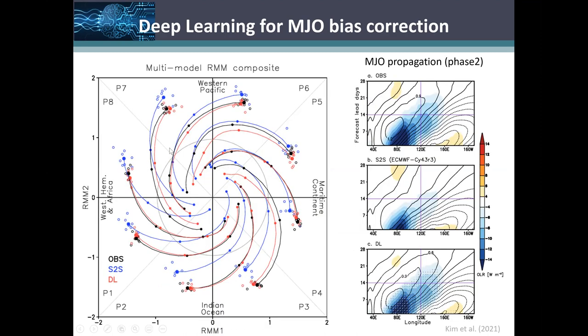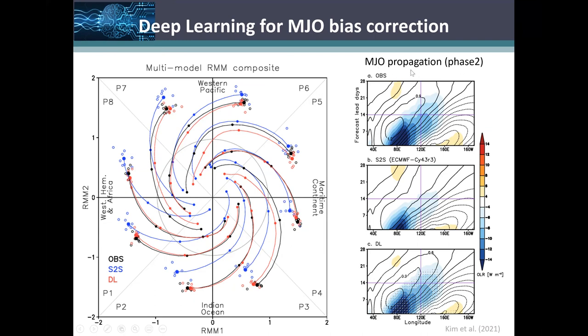So here this shows the results. Again, the black is the observed, the blue is the S2S, and the red line is using the deep learning bias correction method. Here you can see that at the beginning, the amplitude is nicely corrected, and the following forecasts are also at least better than the S2S forecast.